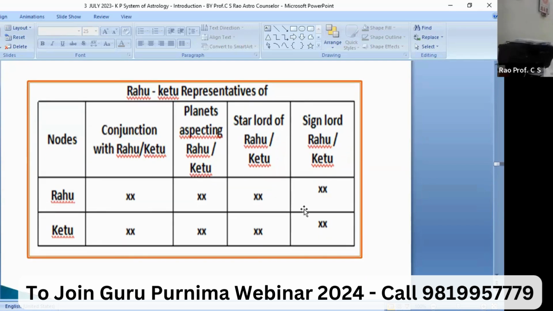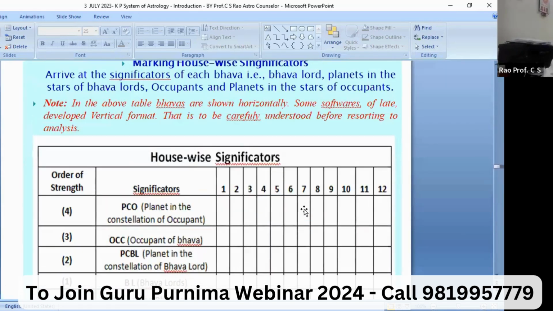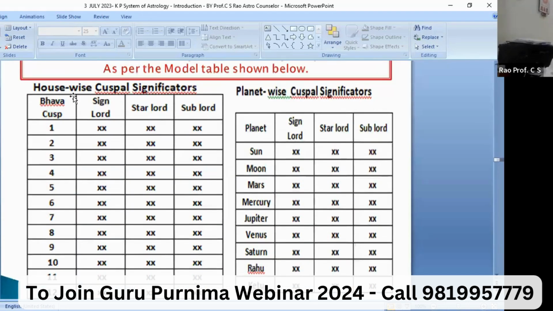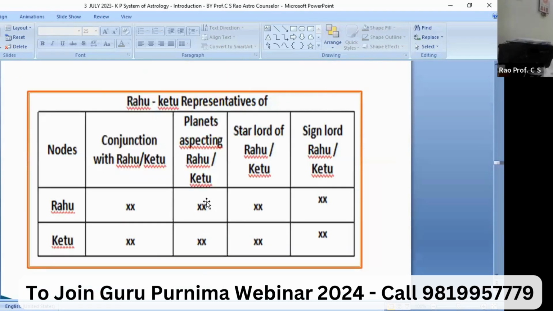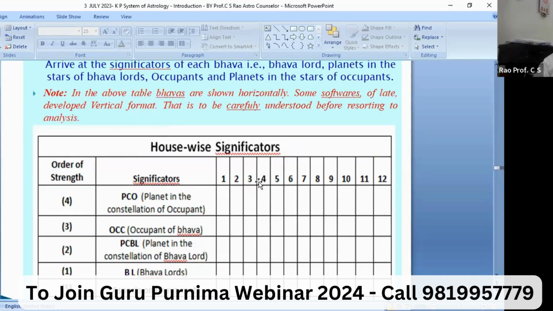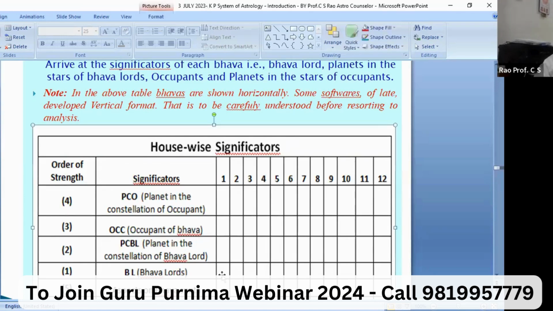So here again, next to this, the most important is marking of house-wise significators. House-wise means bhava-wise. This is already we have taken as house-wise cuspal significators. This is called cuspal significators. This is called planet-wise cuspal significators. Here we take house-wise significators. This is not a cusp. Total houses, this is 1 to 12 houses. For all the houses, what are the significators? For each Lagna Bhava, second bhava, third bhava, up to the 12th bhava, what are the house-wise significators? We have to see like that. So here, what are they? First point: it is 4, 3, 2, 1. Let us start with 1 for our convenience and comfortable understanding. A bhava lord.